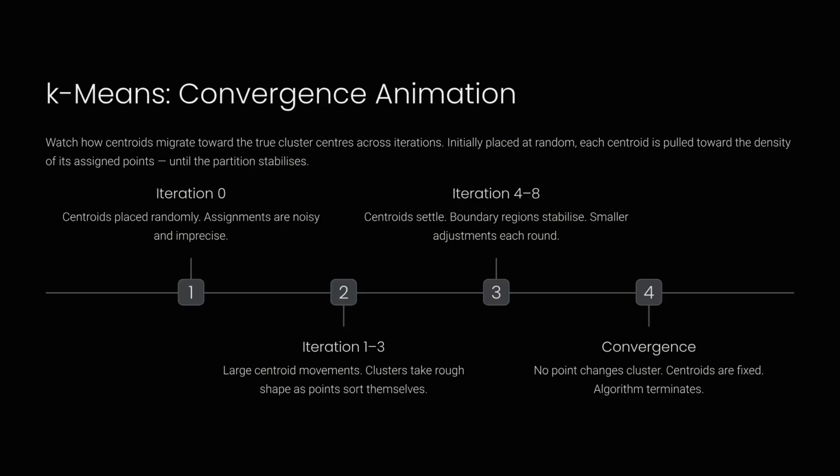The convergence animation shows how centroids move toward the true cluster centers across iterations. Initially, assignments are noisy. In early iterations, large movements occur as clusters take shape. Finally, centroids settle, boundaries stabilize, and the algorithm terminates when no point changes clusters.